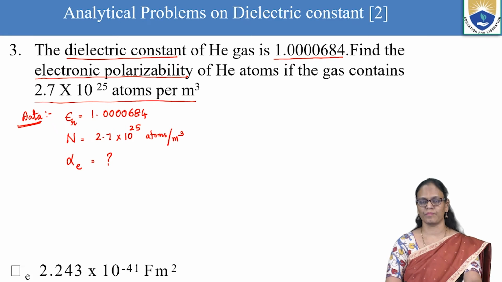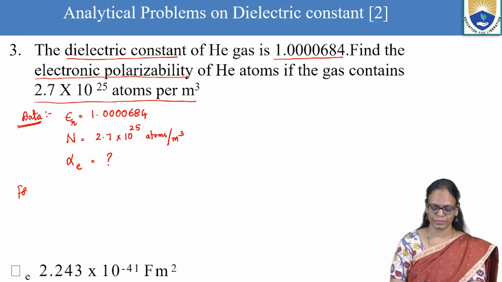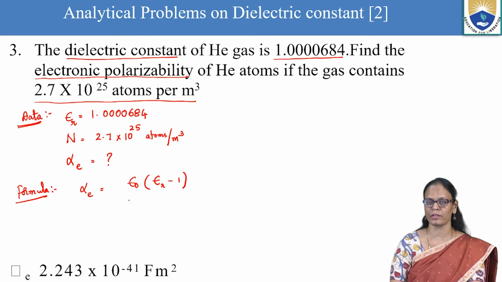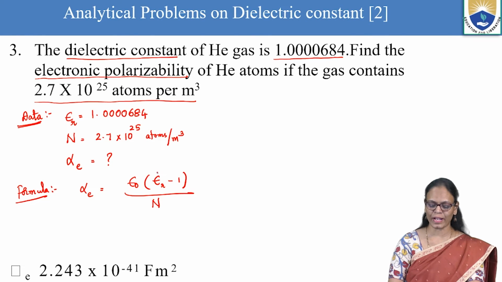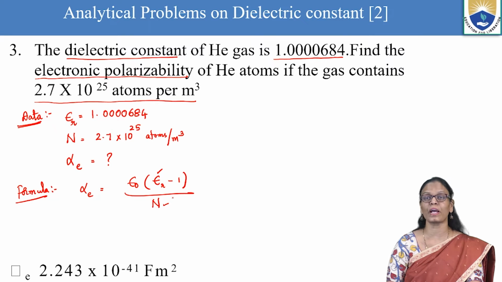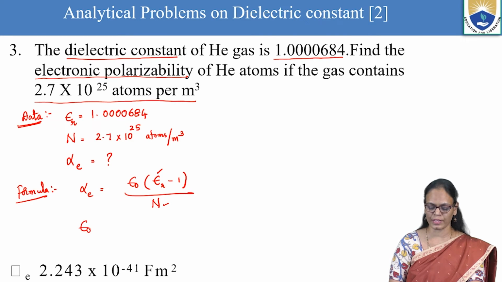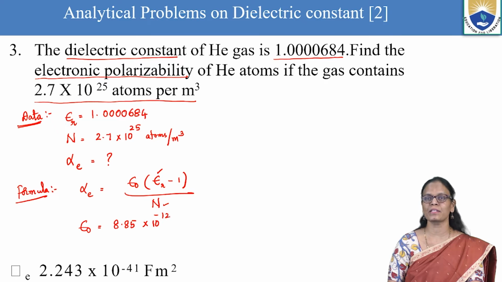What is alpha E? Now let us see the formula. We have already discussed the formula for alpha E. Alpha E is equal to epsilon naught into epsilon r minus 1 upon capital N. We are given the value of epsilon r, we are given the value of N, and epsilon naught is a constant. You always have to remember some of the physical constants that are used often in physics. So, it is 8.85 into 10 power minus 12 farad per meter. This we are going to use.